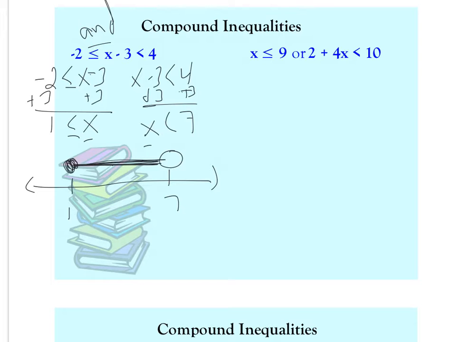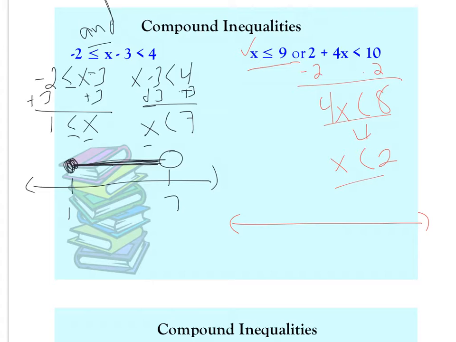Second one over here has the word or. So that means only one of them needs to be true. So x is less than 9. Yay, that's easy. Okay, so then 2 plus 4x is less than 10. Let's move that 2 over. 4x is less than 8, and then divide by a positive 4. No reason to flip anything. x is less than 2. So I have two inequalities. x is less than or equal to 9. x is less than 2.